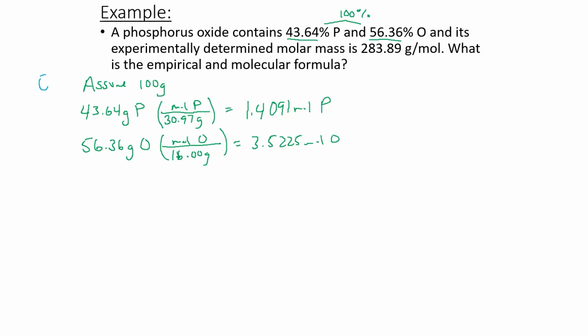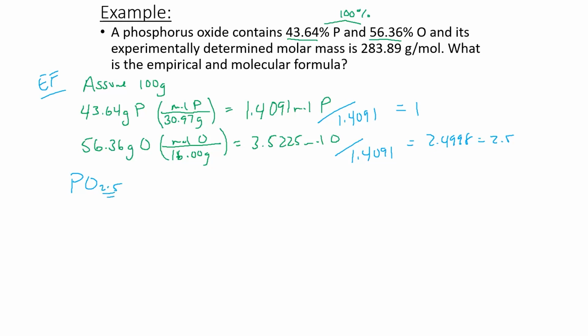Once again, here to calculate the empirical formula, which is what we're doing, we're going to divide by the smallest number of moles, which looks like it is the phosphorus here. So we're going to divide everybody by 1.4091. That is going to give us a 1 for the phosphorus. And when we do that for our oxygen, taking our 3.5225 divided by 1.4091 gets us about 2.4998, which is 2.5. Taking this as our empirical formula gives us PO2.5.